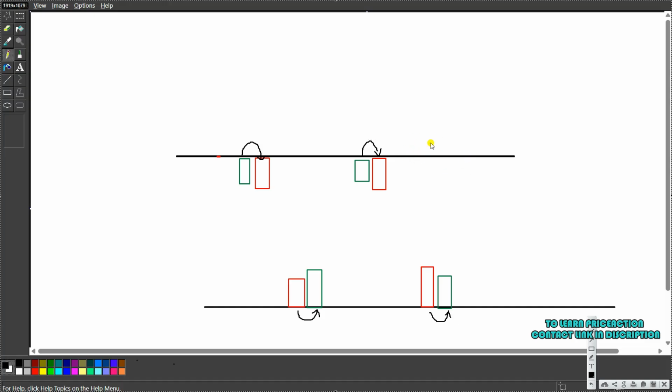So this line we call a resistance, and from the downside we call it a support. In other words, support is also called a buyer's area, and resistance is also called a seller's area. Now we have to take the two reversal patterns. Like this, it can be with rejections or without rejections.